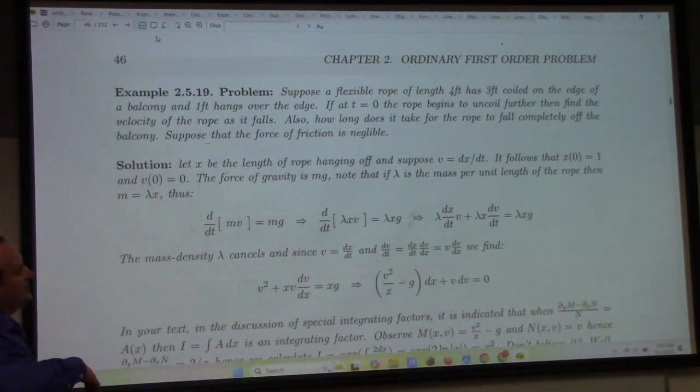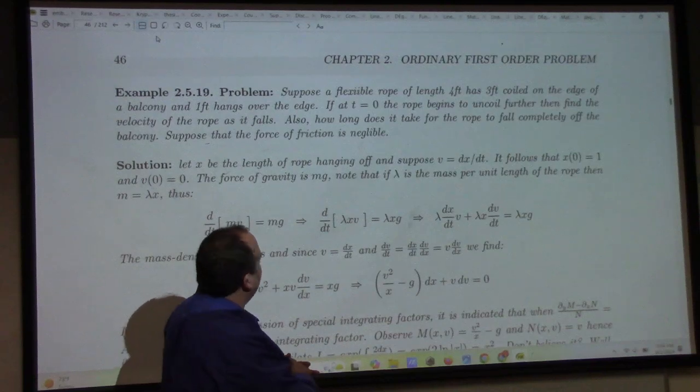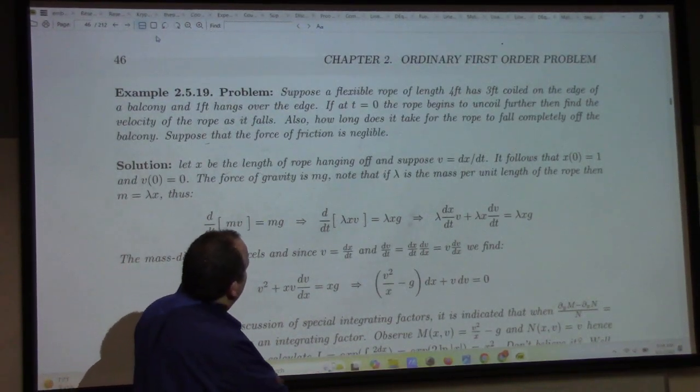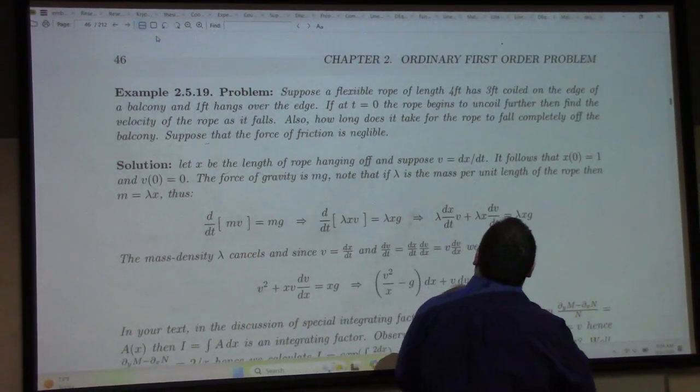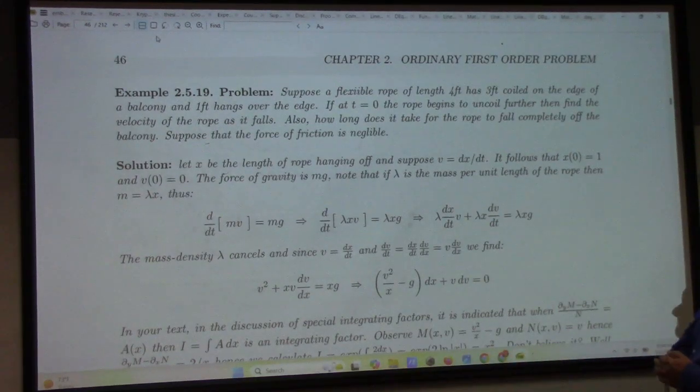Suppose a flexible rope of length 4 feet has 3 feet coiled on the edge of a balcony and 1 foot hangs over the edge. At t equals 0, the rope begins to uncoil further, and then you're supposed to find the velocity of the rope as it falls. And how long does it take for the rope to fall completely off the balcony? Assume the force of friction is negligible.